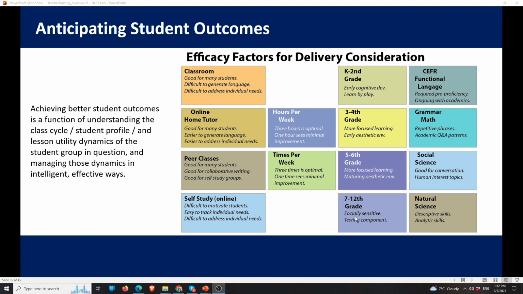And in 7th to 12th grade, you're getting pretty socially sensitive. You're getting more of a testing paradigm. And of course, there are other differences as well. I just laid these out so that we could think this through in a matrix type format.